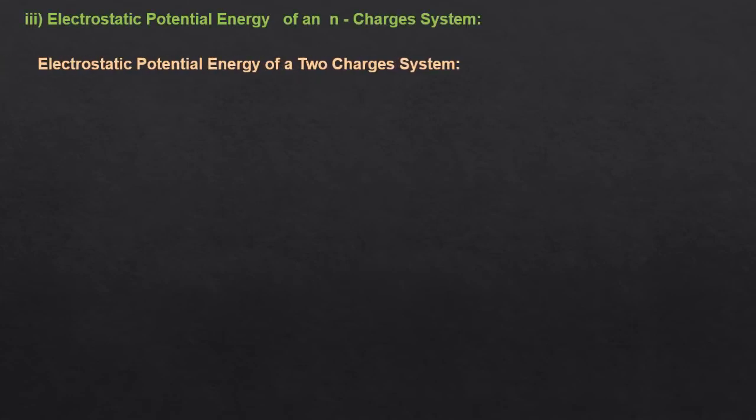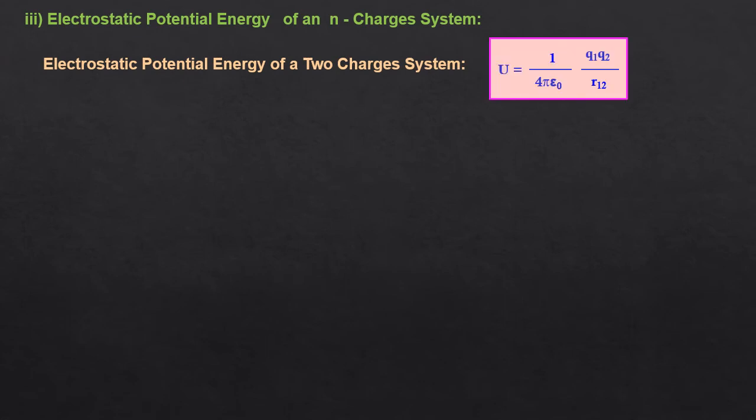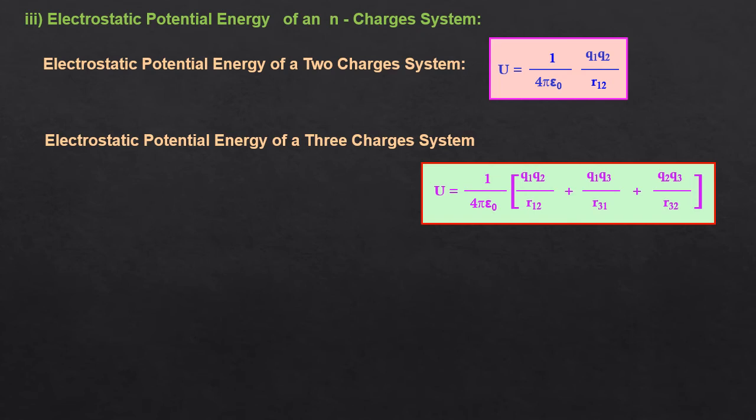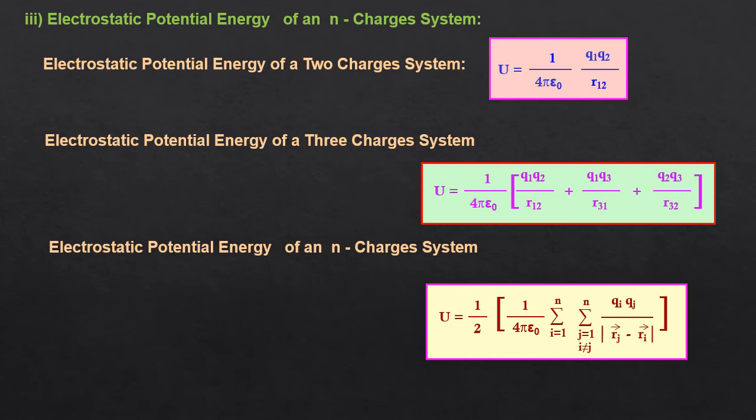Now let us generalize the expression for electrostatic potential energy for an n charge system. So first, we have done the electrostatic potential energy of a two charge system and we got this value 1 by 4 pi epsilon naught Q1 Q2 by R12. Electrostatic potential energy of three charge system, U is equal to 1 by 4 pi epsilon naught Q1 Q2 by R12 plus Q1 Q3 by R31 plus Q2 Q3 by R32. So for an n-charge system, we can write in terms of summation as U is equal to 1 by 2 into 1 by 4 pi epsilon naught, summation i is equal to 1 to n, summation j is equal to 1 to n, where i not equal to j, qi qj divided by the magnitude of rj minus ri.